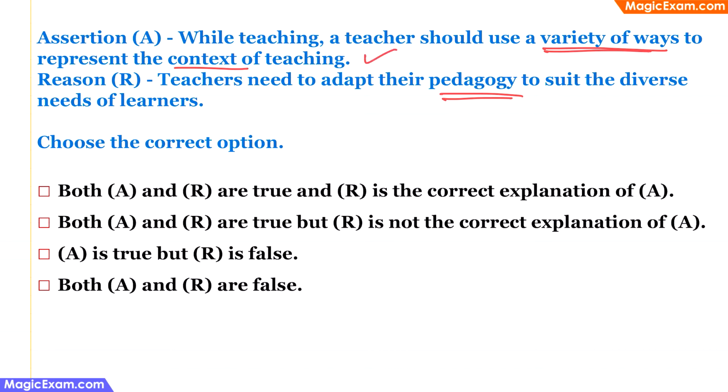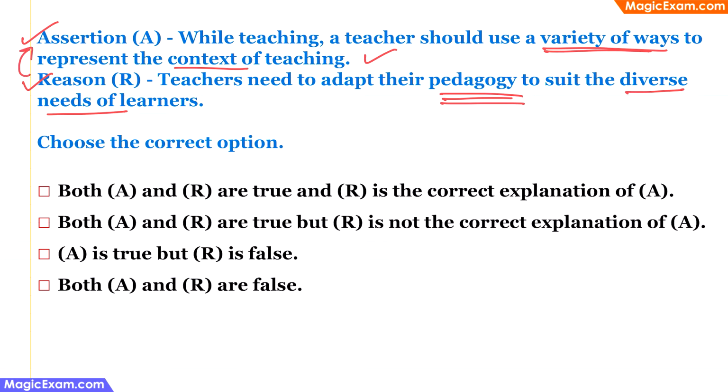And the reason is because the students in the classroom are of diverse nature. In the sense, not everybody is same. Therefore, the teacher needs to adapt the pedagogy or the teaching style accordingly. Therefore, both assertion A is correct and the reason R is also correct, and the reason R is the correct explanation for the assertion A.